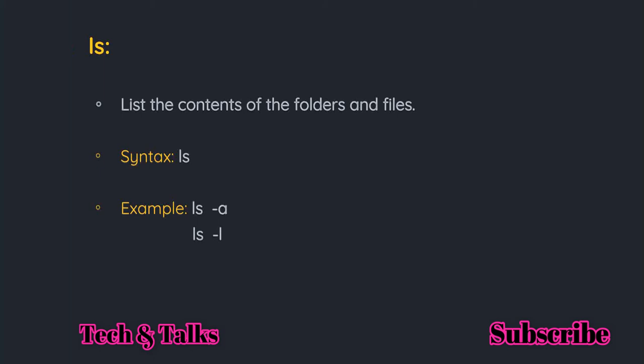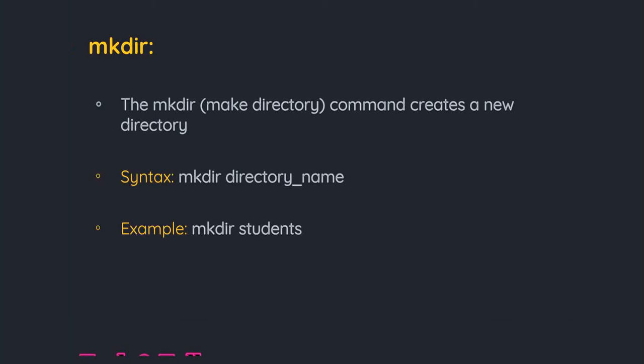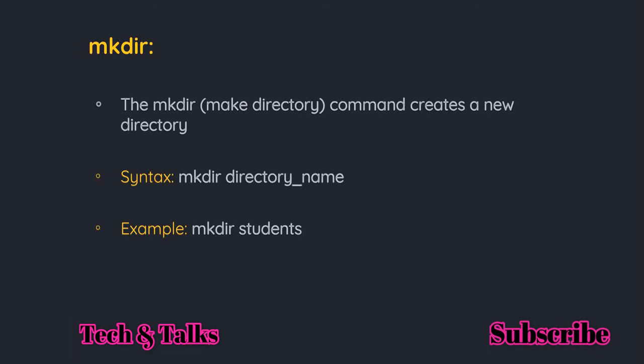So next the command is mkdir. See, the mkdir represents make directory. This command creates a new directory. See, directory means folder. Okay, so by using this command mkdir, we can create a new folder or new directory. And the syntax is mkdir space the directory name. Okay, let's see the example. mkdir space students means we are creating a directory named students.